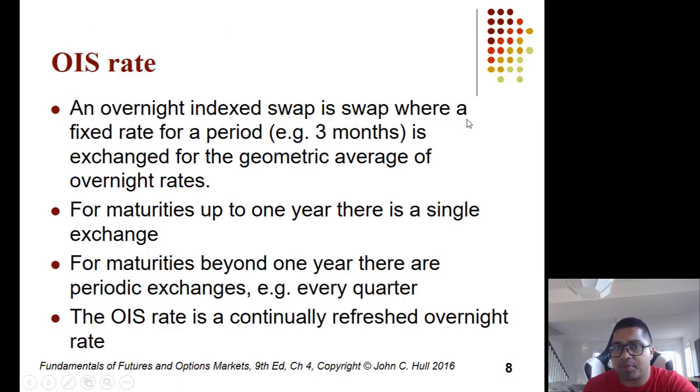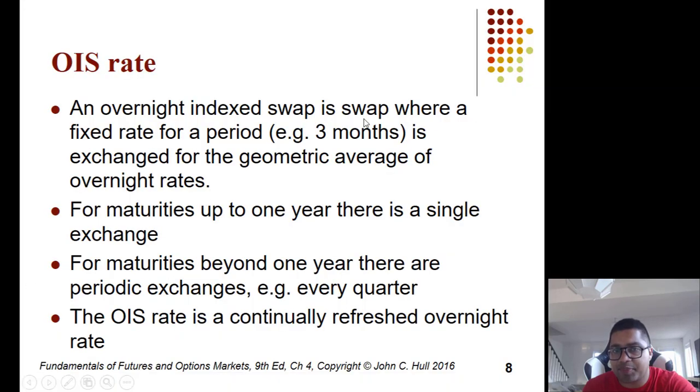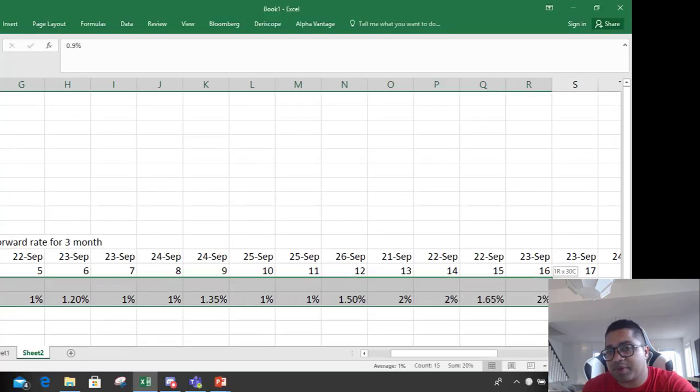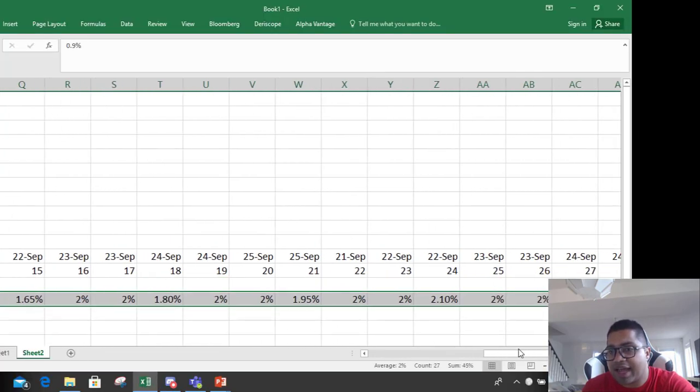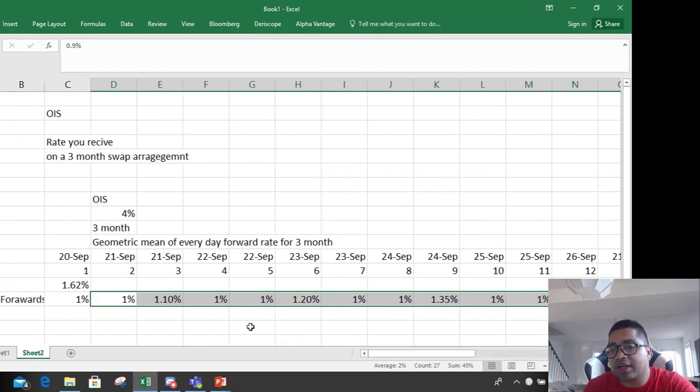An overnight index swap is where a fixed rate, this fixed rate of 1.62%, is paid for 3 months of overnight rate. Now these overnight rates are expectations of the market. The actual rates may be different. Whoever is lending and whoever is borrowing, payouts depend on that. If the actual rate is more, payouts will happen. If the actual rate is less, payouts will happen. If the actual rate is equal to the forward rates, no payouts will happen.